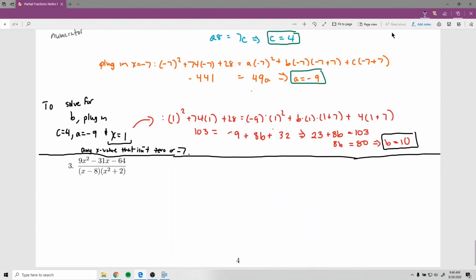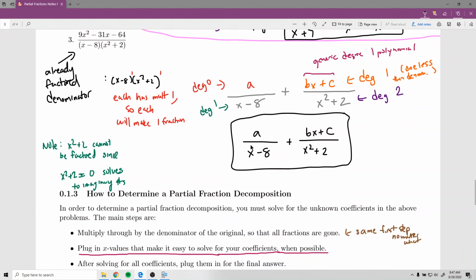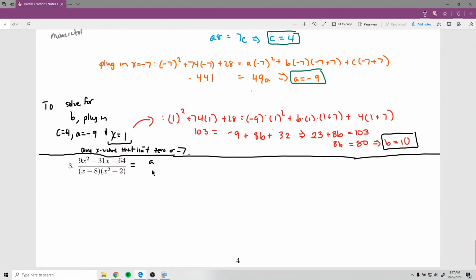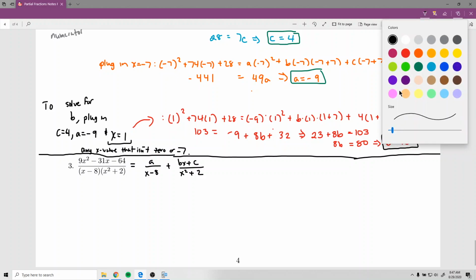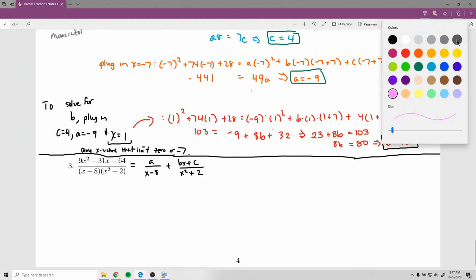All right, but number 3 here, we've got the third one we set up, (9x squared minus 31x minus 64) over (x minus 8)(x squared plus 2). Once again, I'm writing it in the same order as before so I don't mix up my letters. We got A over x minus 8 plus (Bx plus C) over x squared plus 2. Same deal as before. Multiply through by the denominators to get rid of the fraction.